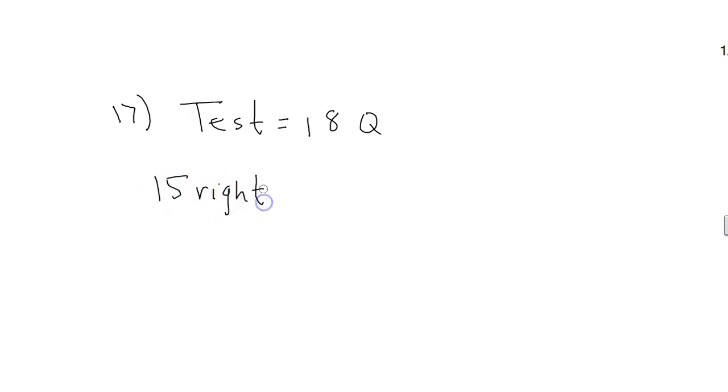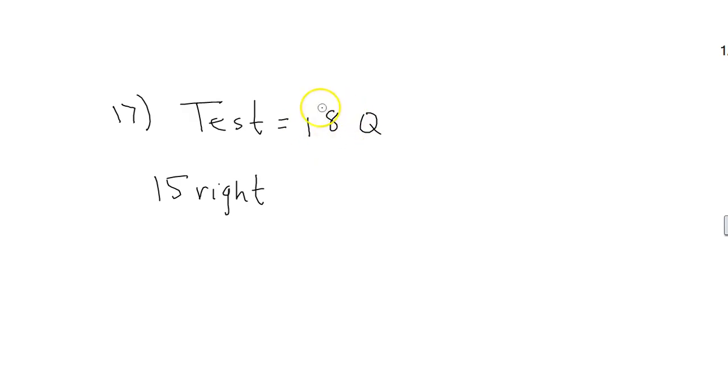So on a test of 18 items. So I know that the test, you should read very carefully with word problems. The test has 18 questions or items. So that's what I'm telling myself in my mind. On a test of 18 items. Charles got 15 correct. So he got 15 right or correct. And it asks, what is the ratio of the incorrect to the correct?